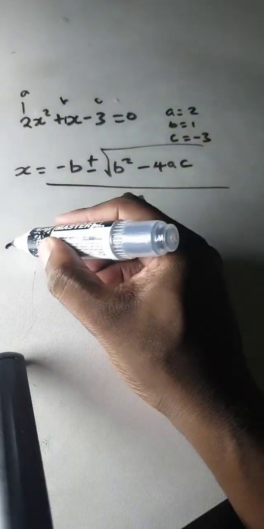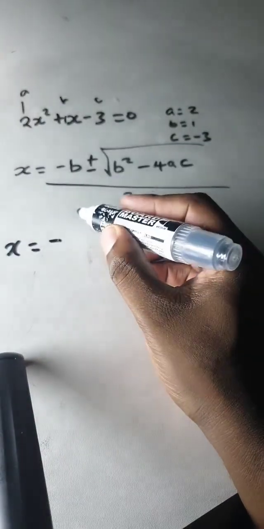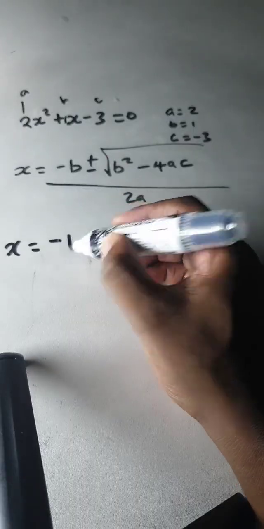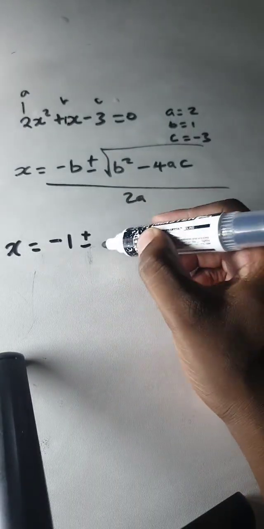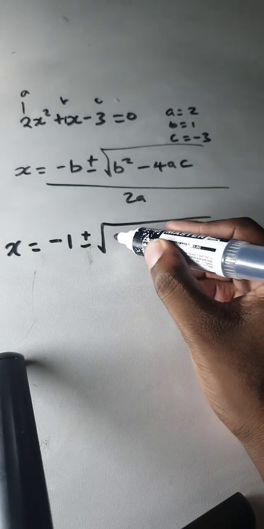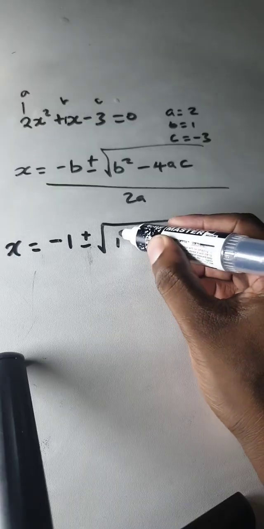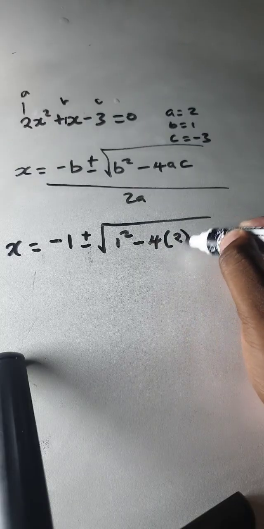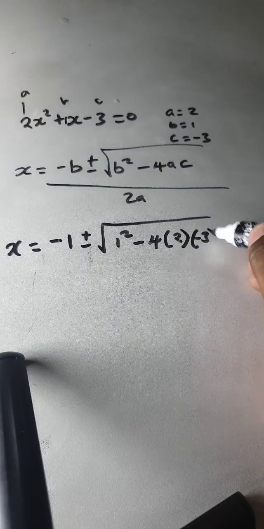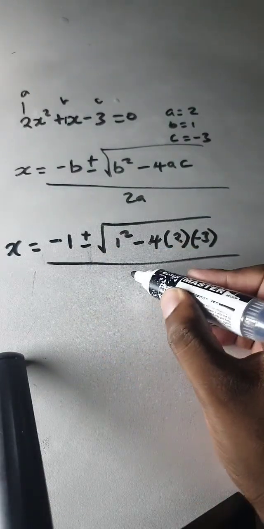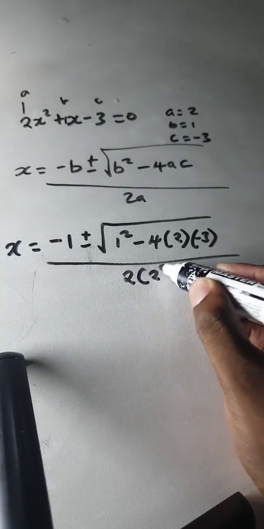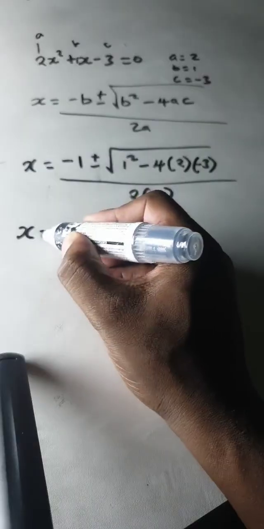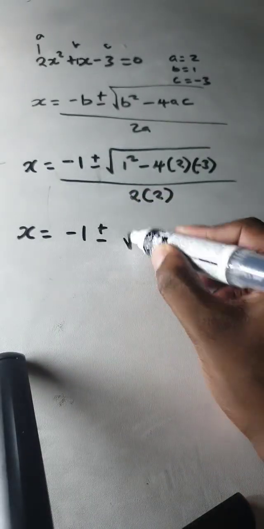Okay, then we replace negative b. What is our b? It's 1. So same thing as negative 1, because negative times 1 is negative 1. Positive or negative square root. This time around, where there's b, put 1 again. So it's 1 squared minus 4, multiplying by, what is our a? It is 2. Multiplying by, what is our c? It's negative 3. Over 2, what is our a? It is 2. Okay, let's go. x is equal to negative 1, positive or negative square root.